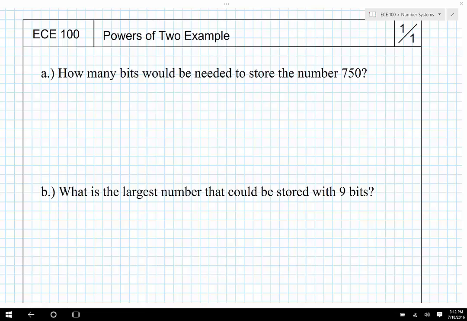Let's look at some examples involving powers of 2. This will give you an opportunity to practice with your powers of 2, but also to see why they're important. So the first question is, how many bits would be needed to store the number 750?